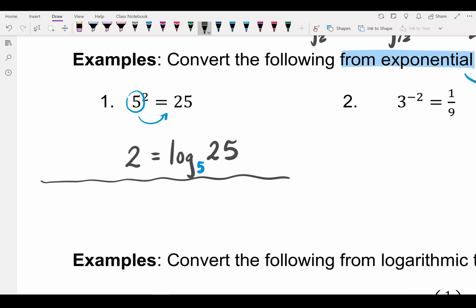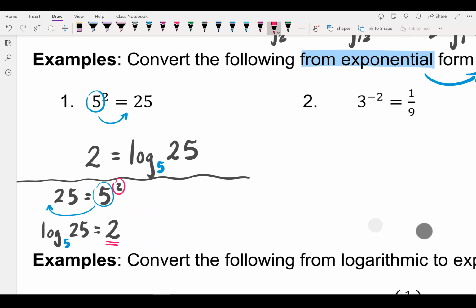Okay, let me give you another version of that. What if it was 25 equals 5 squared? Well, once again, take the base, bring it over to the other side, and make it the base of a log if it's not already a log, and the 2 comes down. So once again, log base 5 of 25 equals 2. That 2 here comes down here.